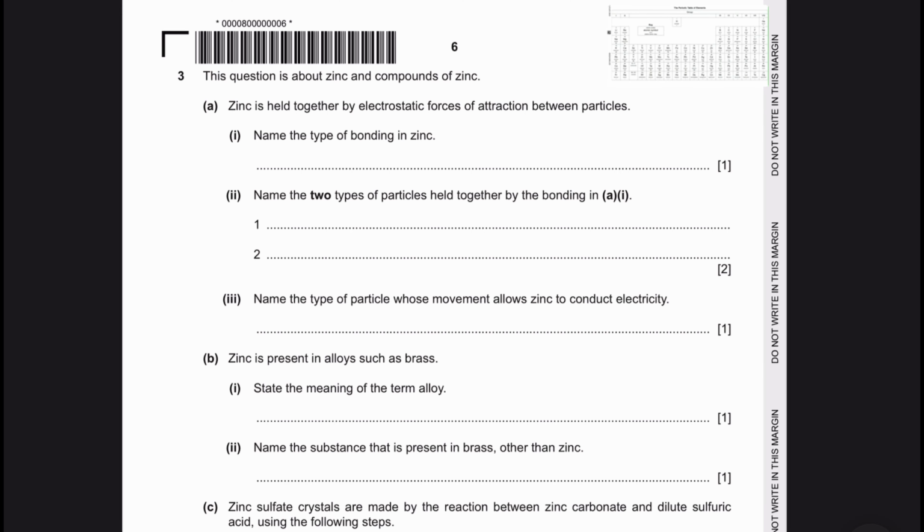Number 3, zinc is held by electrostatic forces of attraction between particles. What are they talking about? They're talking about the nucleus or the protons, because they are obviously positive, and the negative particles, of course, electrons, which are negative. When they say electrostatic forces, they're talking about the force of attraction between positive and negative charges. Okay, we've got to name this kind of bonding of zinc. Zinc is a metal, and so this is metallic bonding.